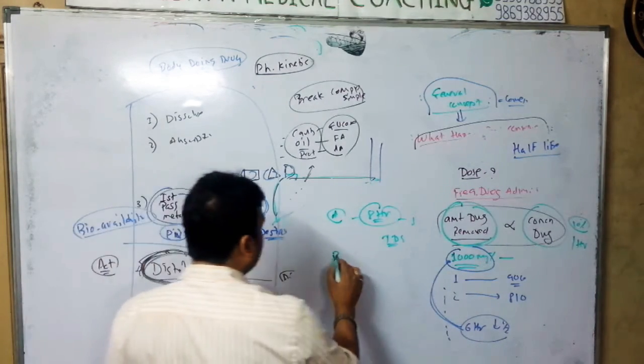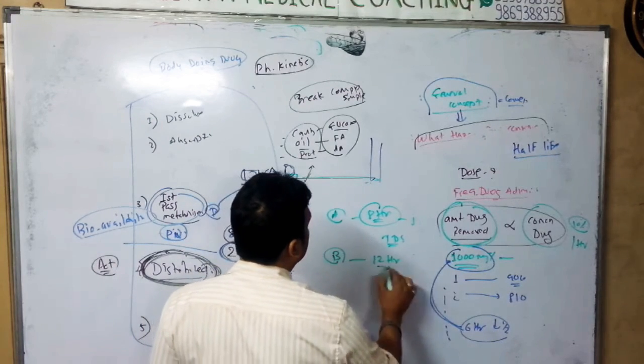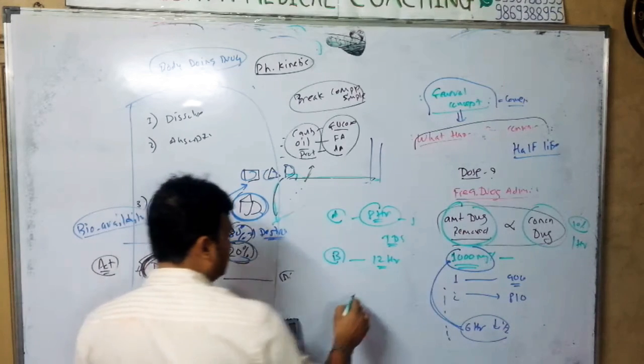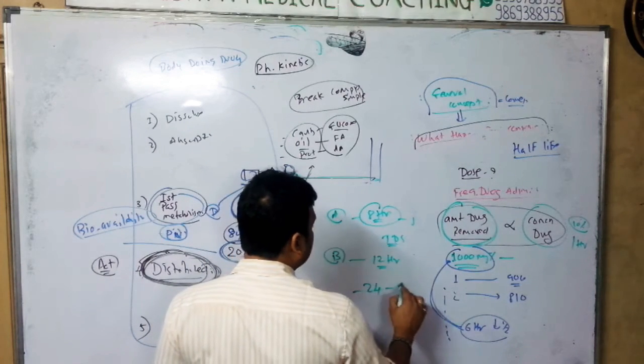Drug B half life is 12 hours. Now what will you do? 2 times. Some drug half life is 24 hours. Give once in a day.